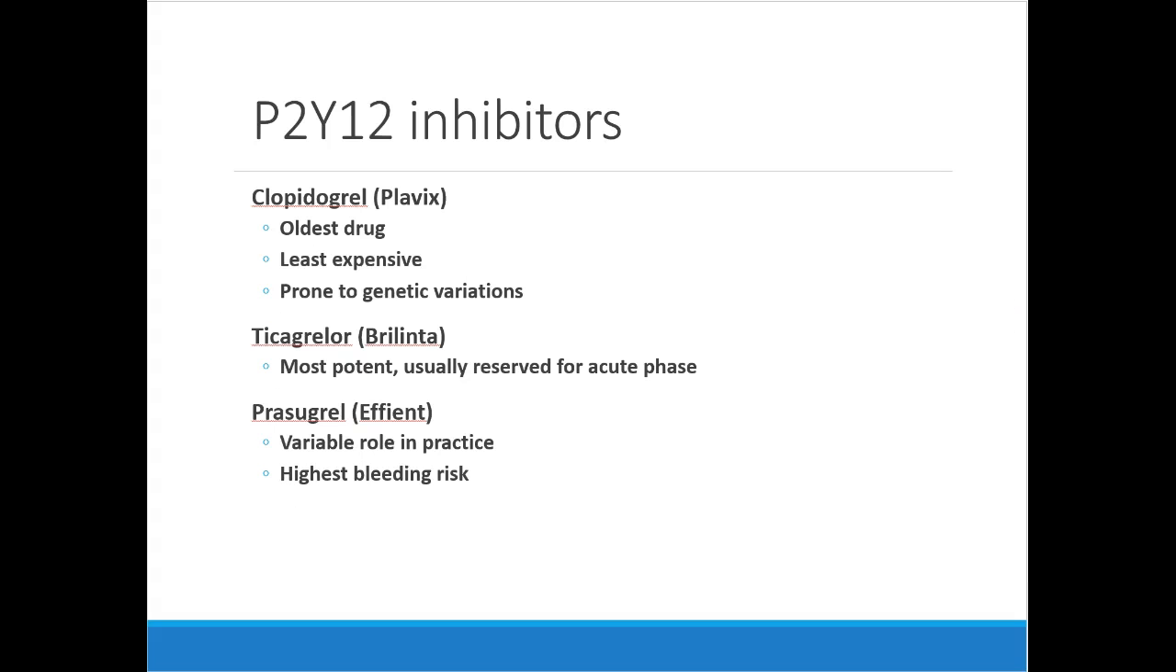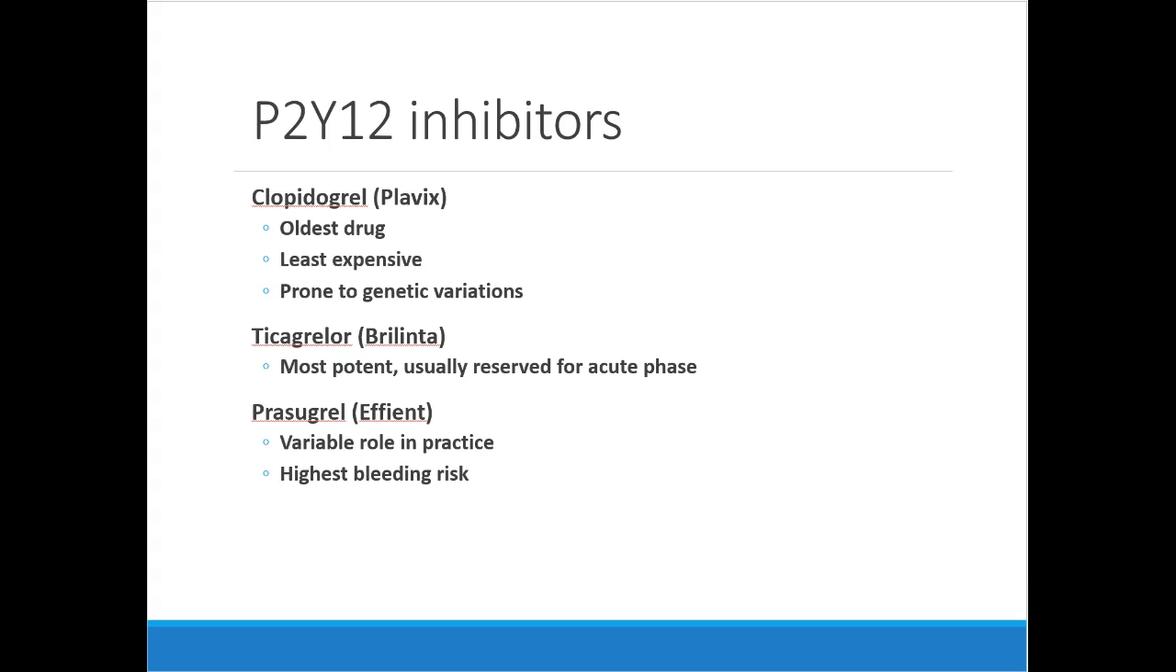P2Y12 inhibitors are listed here, and I'm not going to spend much time on these at all because, again, I really don't think you're going to see these on a lot of your patients. But clopidogrel, ticagrelor, and prasugrel are all the drugs here. These drugs are all used in conjunction with aspirin post-MI or acute coronary syndrome. So patients are going to be on both drugs to prevent platelet aggregation.